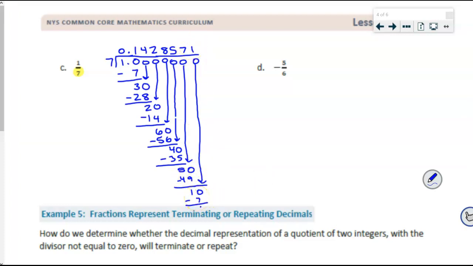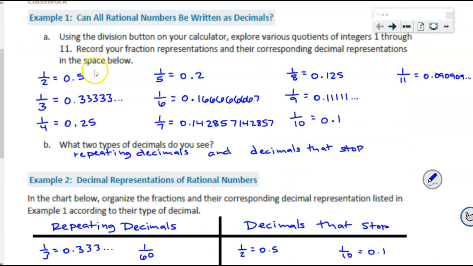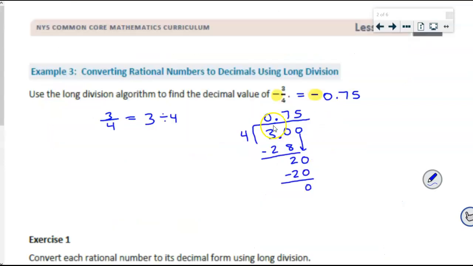And we can see that that process is now going to continue. That's a lot of repetition, right? But didn't we already know that? Remember this guy all the way at the beginning? We saw it. 1/7 is 0.142857 142857. So we knew it was going to be a long one.